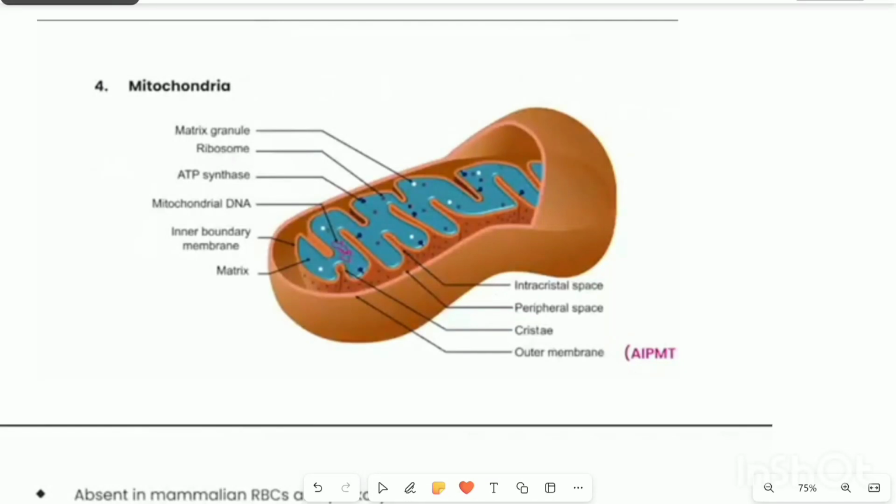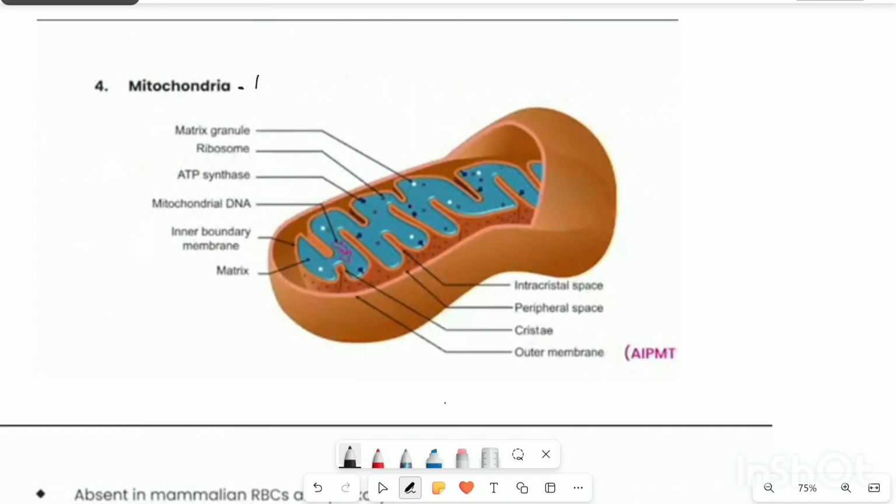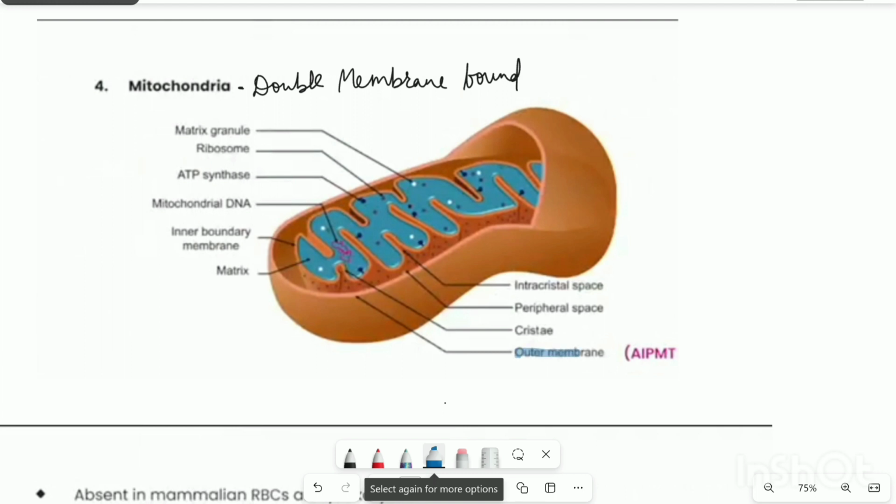For today's video, we will be discussing the second part of the cell. Let's start with the mitochondria. Mitochondria is double membrane bound. We can see the diagram of mitochondria. First is the outer membrane, then there is the inner membrane. Between the outer and inner membrane, there is the intermembranous space.